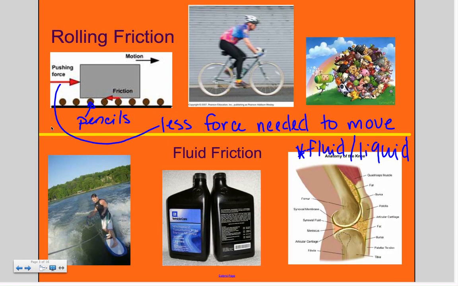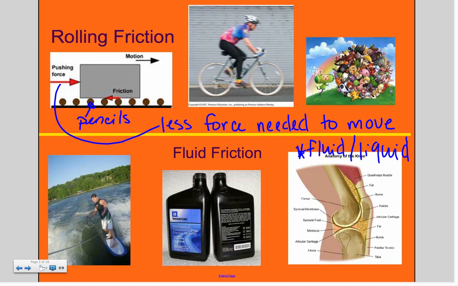The second one is rolling friction. This is one that we've seen a couple times on the CBA. If you were to have a book and you put pencils underneath it to move it, it alleviates some of the force needed to move an object. This is how they think Stonehenge was made: they used these giant logs to put underneath, and they would put the big Stonehenge blocks on there and then move it across that way. Your bicycle wheel or your skateboard wheel is rolling friction. It's basically a circular motion.